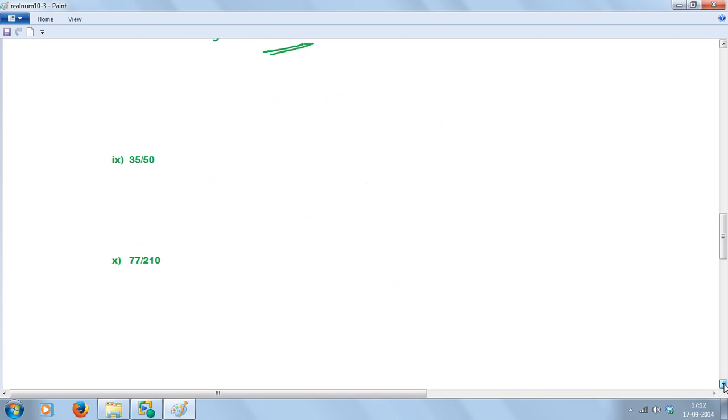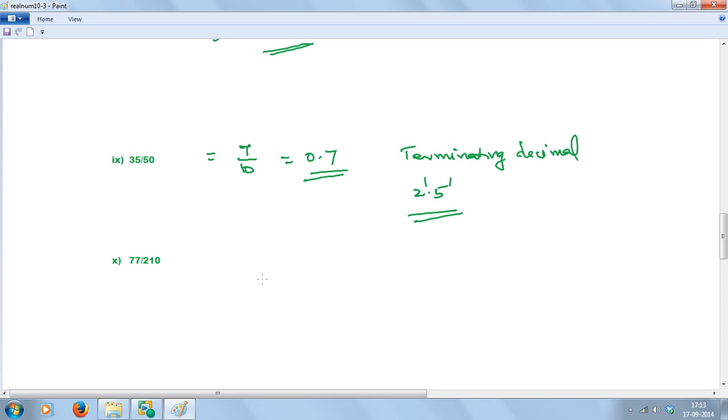So we will do some more problems in this. If something like 35 divided by 50, what will you do? Divide both sides by 5. So this is equal to 7 divided by 10, which is 0.7. So we know the answer. So the decimal is terminating. Terminating decimal. Okay. And also by Euclid's theorem, the denominator is 2 to the power 1 multiplied by 5 to the power 1, and therefore it is terminating.